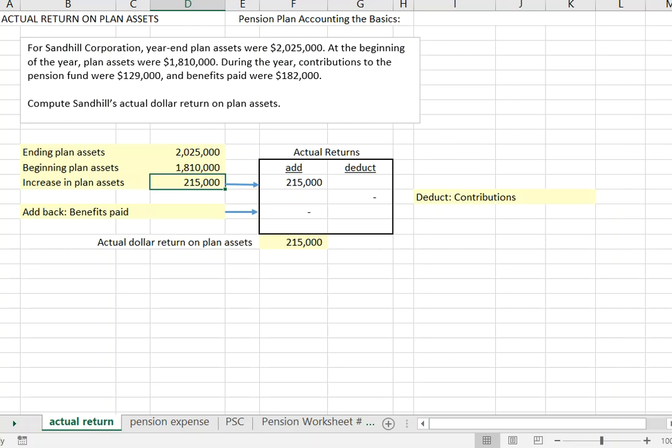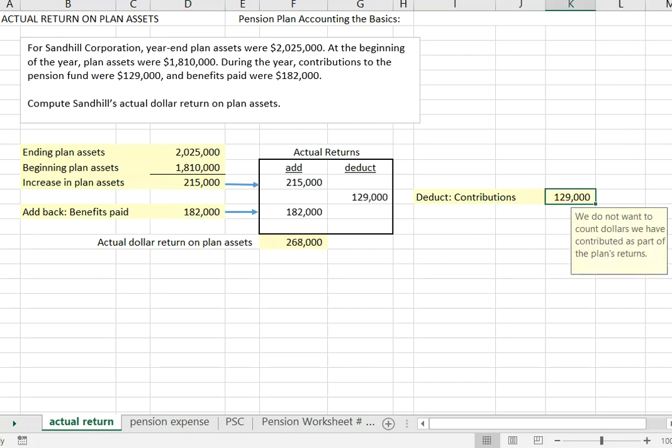But to the extent that we've paid benefits or taken money out of our pension plan, our actual return would have been higher. And in this case, we were told that we paid benefits of $182,000. So in calculating our pension fund actual return, we would add back the benefits that we paid. Of course, if we've made contributions, those would increase the pension plan assets, but they're not part of the pension plan returns. So we would deduct that amount.